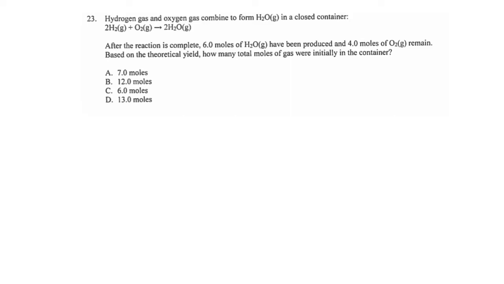So this problem is giving us H2 and O2 reacting to form water in a closed container. After the reaction is complete, 6 moles of water have been produced and 4 moles of oxygen remain. Based on the theoretical yield, or 100% yield, how many moles of gas were initially in the container?